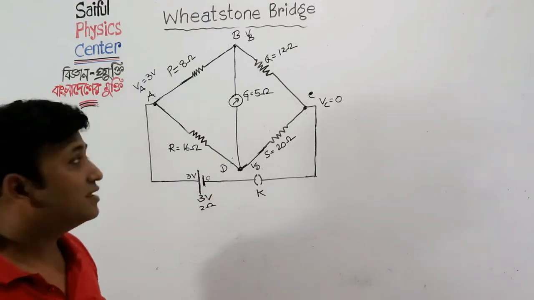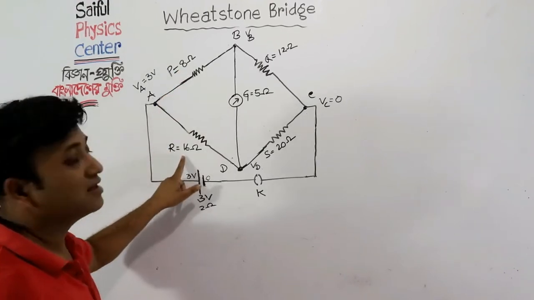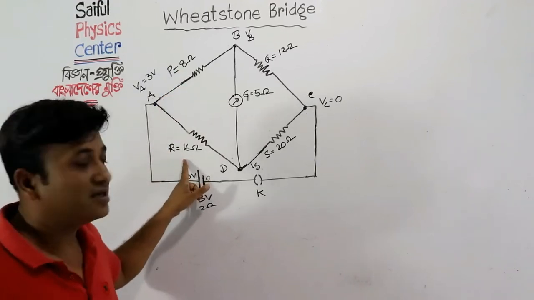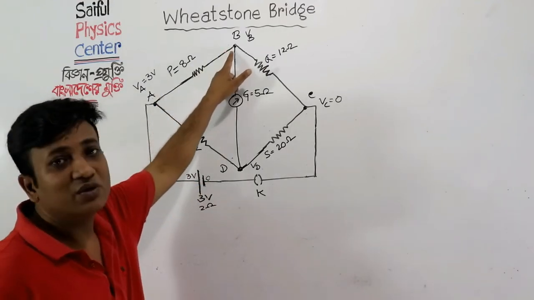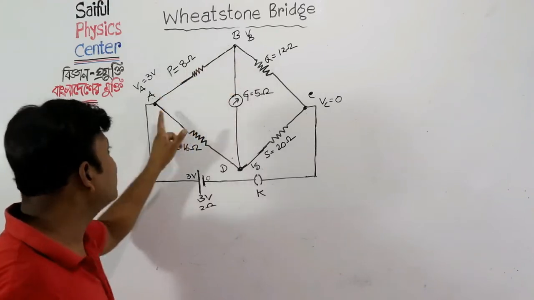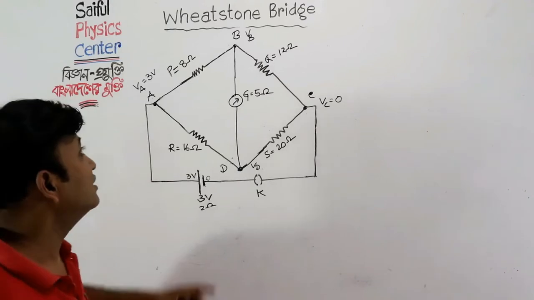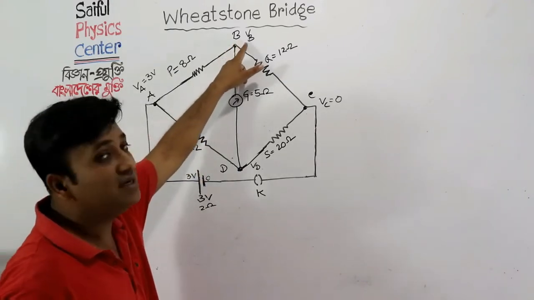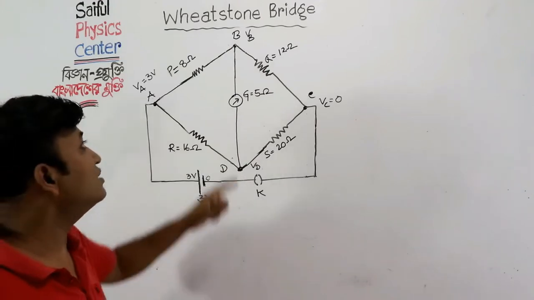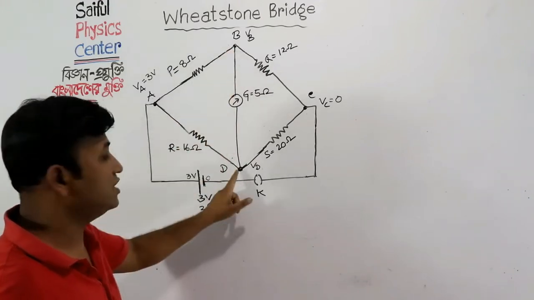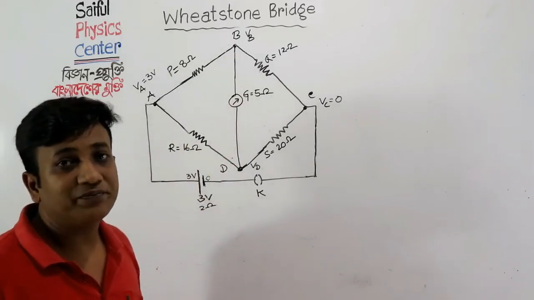But here the resistance P is less than the resistance R. Therefore, the voltage drop at point B will be less than the voltage drop at point D. It implies that the potential at point B is greater than at point D. Therefore, current will flow from B to D, but not from D to B.